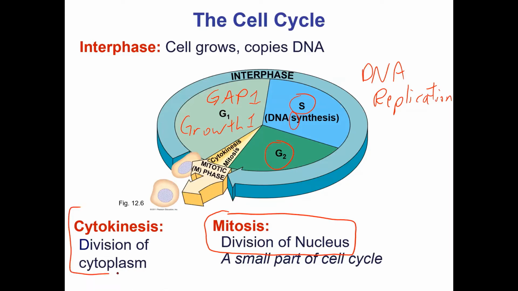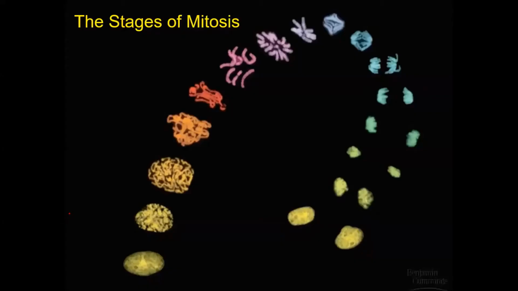Cytokinesis, so there's that word again, cyte, like cytoplasm, is the division of the cytoplasm. Usually these things are happening somewhat simultaneously, though not always necessarily the case. So let's take a look at mitosis, and maybe you remember the phases, maybe you don't.